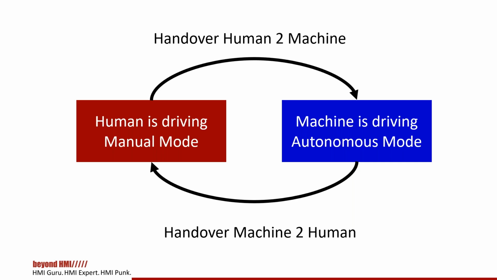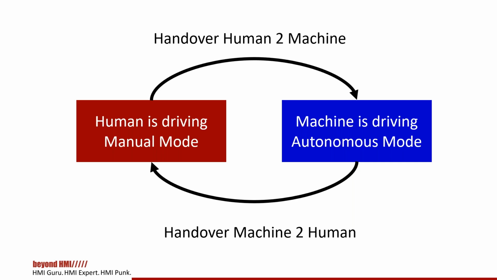Then the blue box on the right is showing machine is driving, autonomous mode. So the machine is in control. The machine does everything that is required at the moment to allow safe driving. And so this is the autonomous mode with everything that comes with it, with all technological limitations.